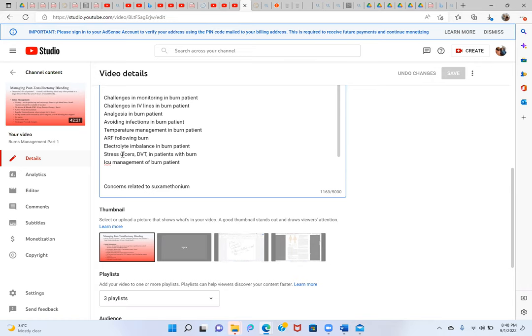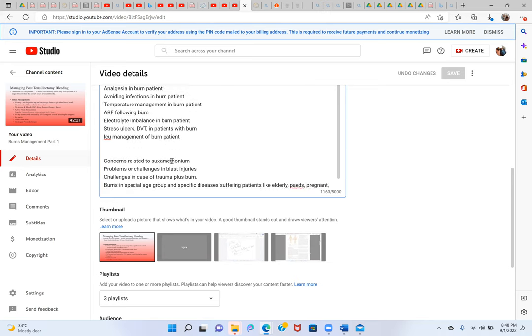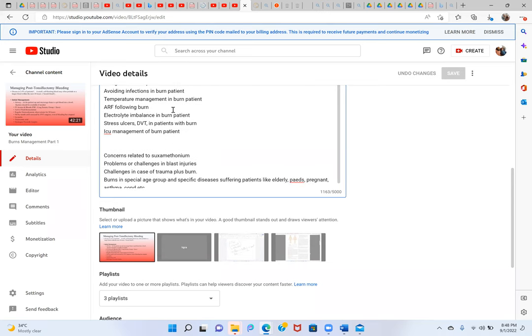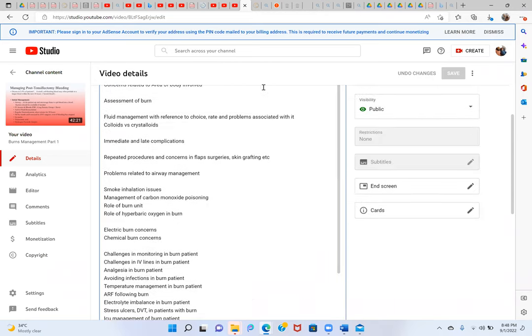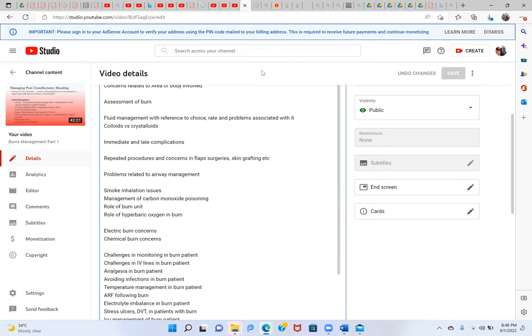Similarly, stress ulcers can develop. So you need to give stress ulcer prophylaxis. Okay. And then DVT prophylaxis. ICU management will be just like any other patient, but this patient may have a prolonged stay and repeated sessions. Okay. I think I have discussed almost all the major aspects.